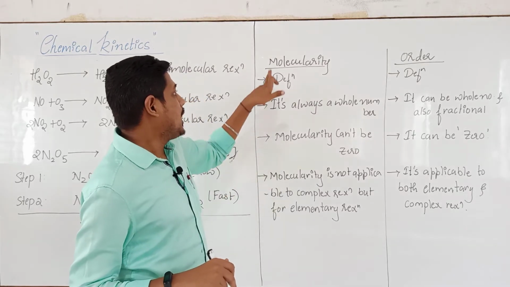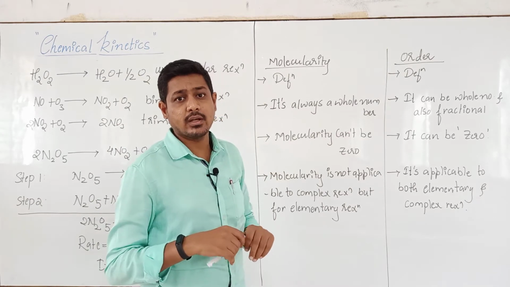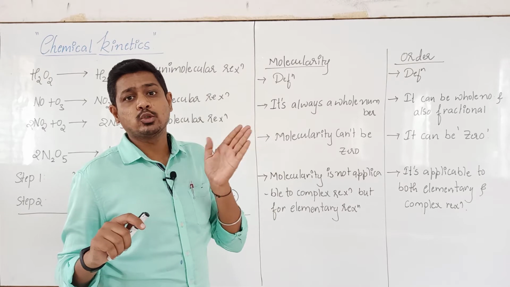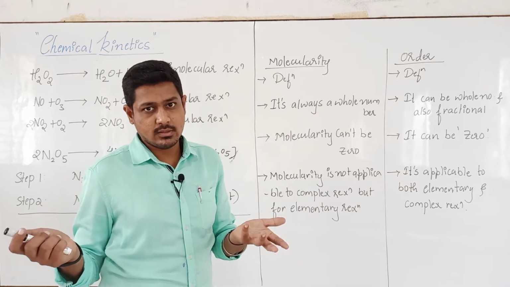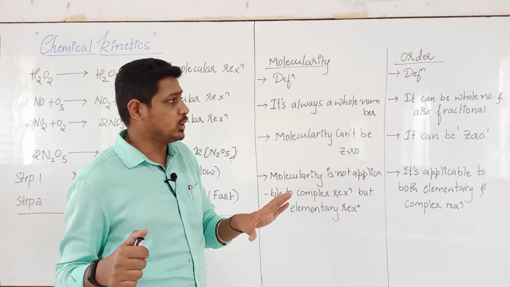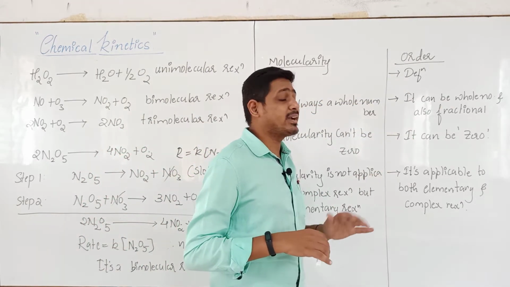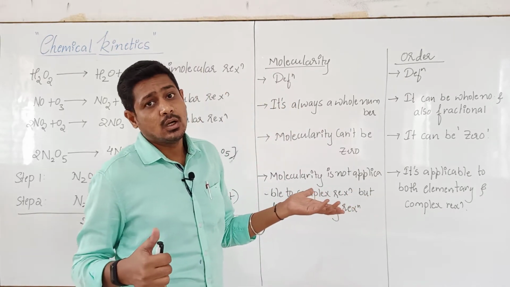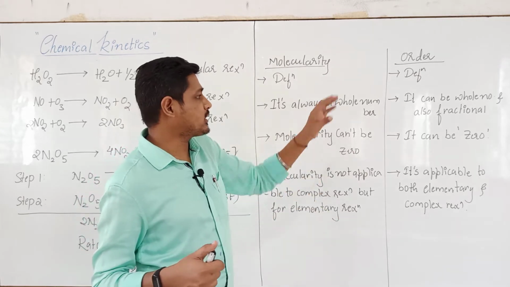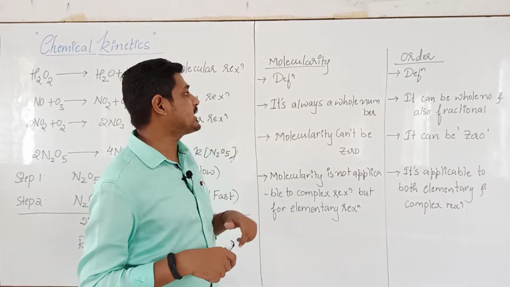Then see, molecularity is always a whole number. I hope you can understand. 1, 2, 3 like this. It cannot be like 1.2, 1.3 or 2.2. It cannot be fractional. Molecularity will always be a whole number. Whereas order can be a whole number or it can be fractional. We know that fractional order reactions are also there. So order can be a whole number and also fractional, whereas molecularity will always be a whole number.